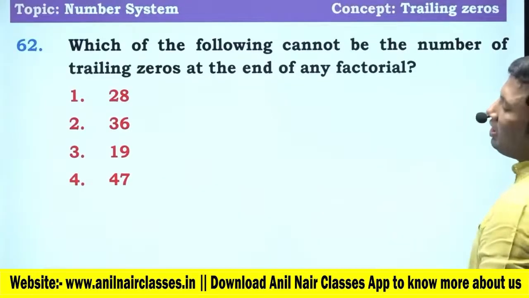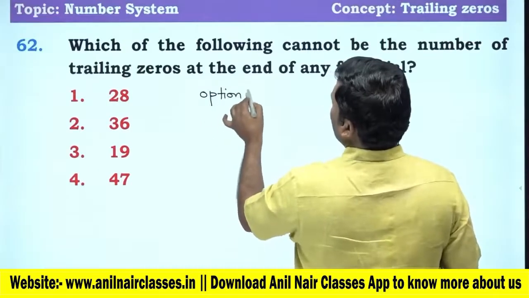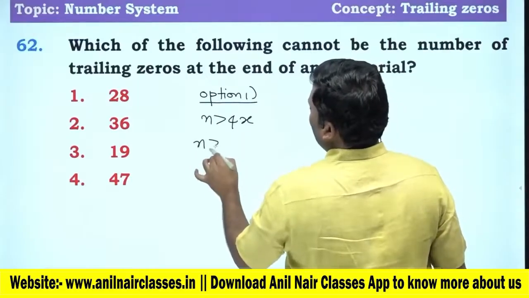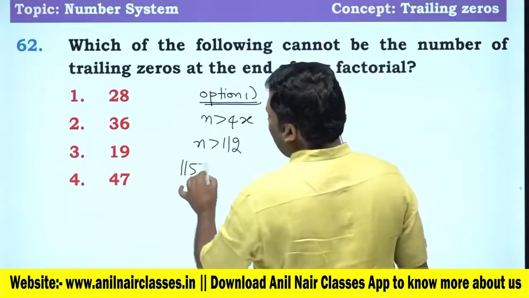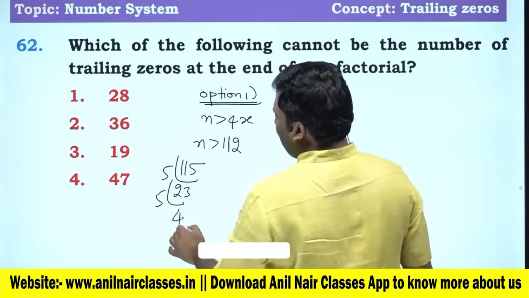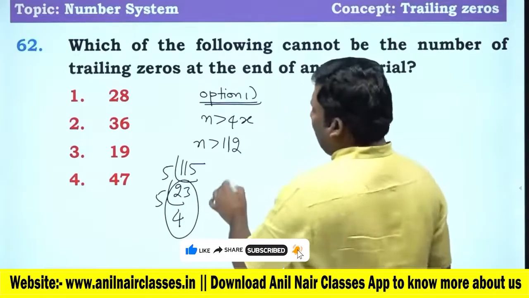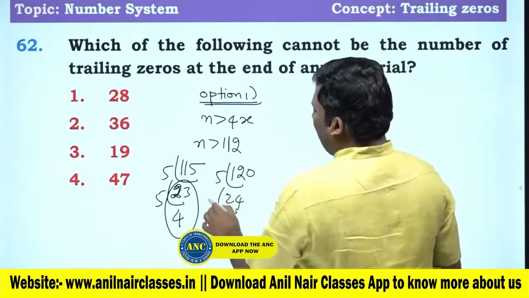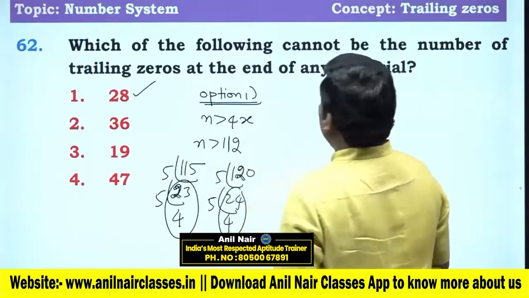Which of the following cannot be the number of trailing zeros? We solve it just by using the answer options. Option 1: n is greater than 4x, so n is greater than 112. What is the multiple of 5 greater than 112? 115. 5 23s are there and 5 4s are there, so I am getting 27, but I want 28 zeros. Next is 120. 5 24s are there and 5 4s are there, so 28. It is possible. The first one is possible.